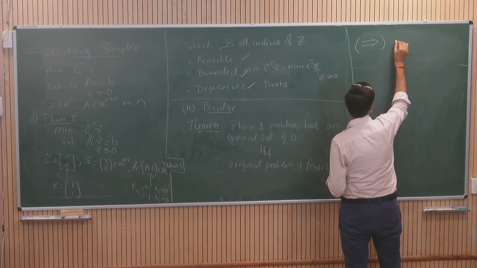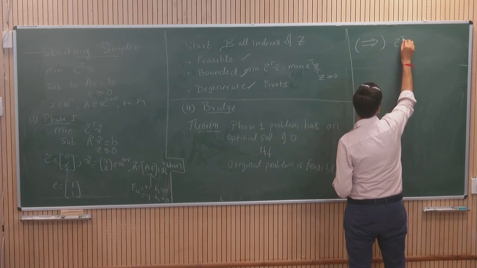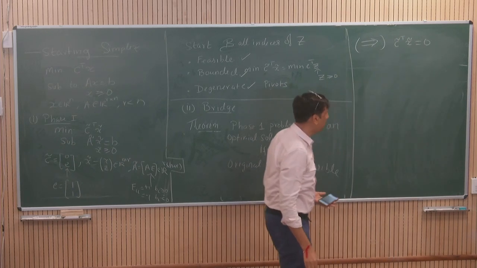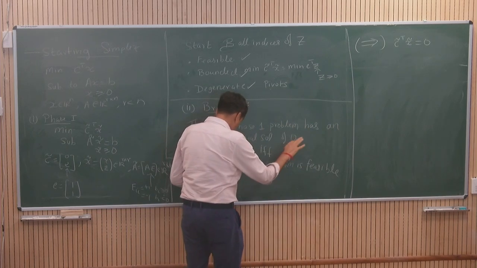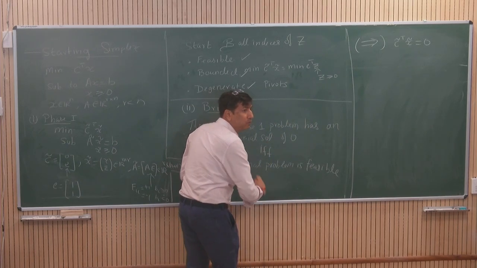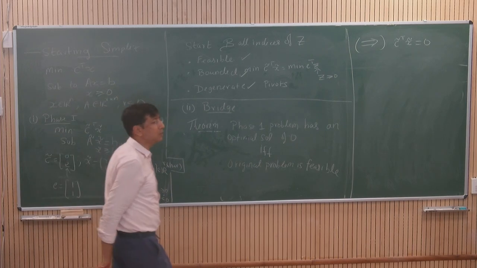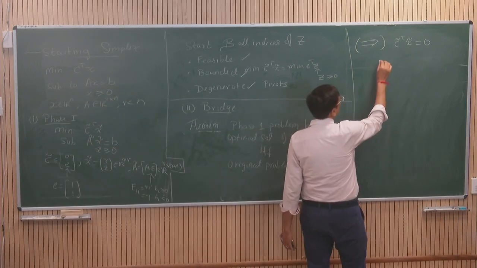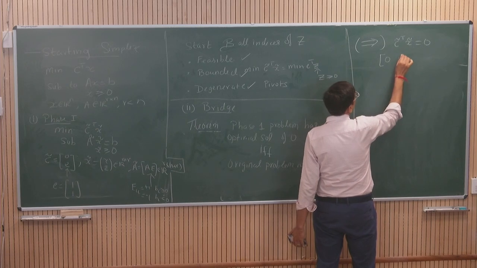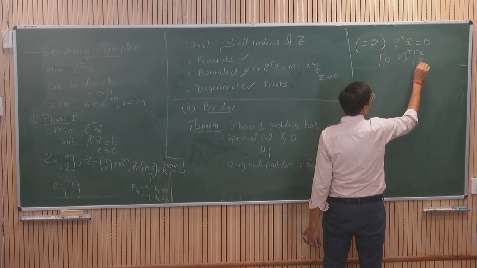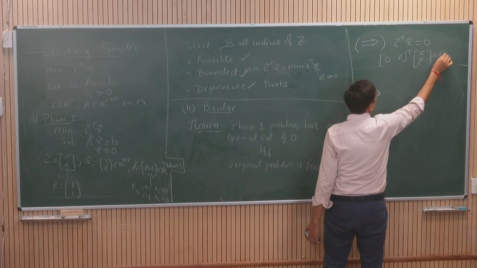So this would mean C tilde transpose x tilde is equal to 0, correct? This is given, and we want to prove this. C tilde transpose x tilde is 0. What is C tilde? It is 0, E transpose. What is x tilde? x and z. This is equal to 0.